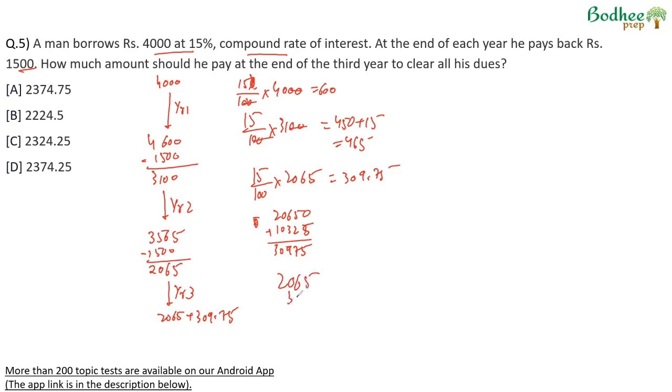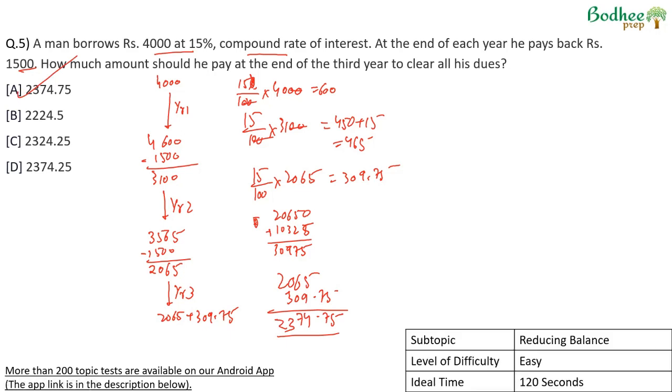2,065 plus 309.75, which is 2,374.75, option A. Again, the concept of reducing balance is used. The question is easy. The calculation is also only the last part is a little taxing. Otherwise, simple calculation. So I'm saying an easy question should be attempted.